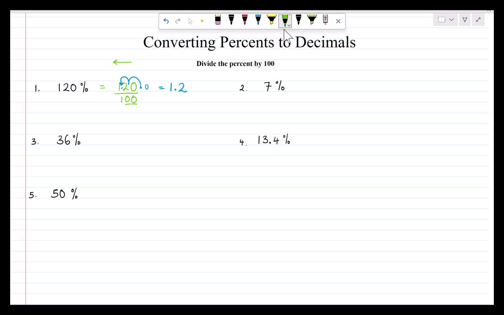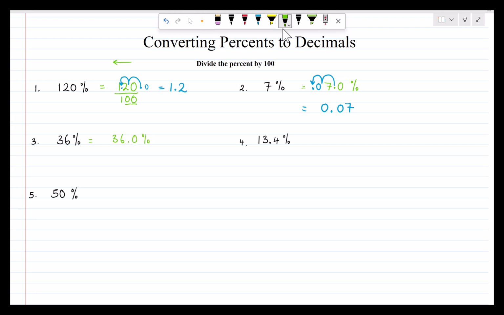Number 2, we have 7%, which we can rewrite as 7.0%. Now we are going to move our decimal place 2 times, because remember we are dividing by 100 and 100 has 2 zeros, hence we're going to move 2 times to the left hand side, that is 1, 2, and our decimal place is right here. If there is no leading number, we place a 0, meaning that our final answer as a decimal would be 0.07.